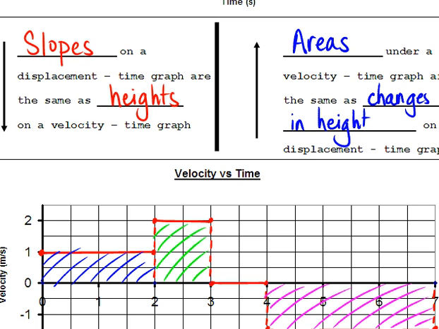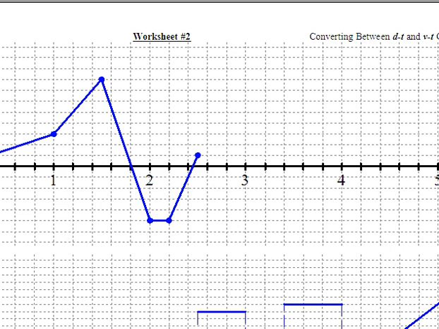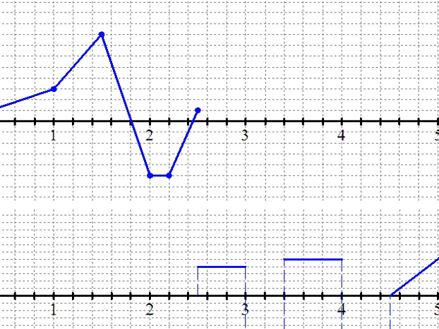So let's change gears. Let's grab worksheet number 2. It's in that All Resources folder on the website if you need it. It's this one right here. You can see we're going to convert both ways. We've got a chunk of displacement time graph that we want to convert into velocity, and we do that using slope. I like to put these little reminders for myself. And then going the other way, we want to measure area.